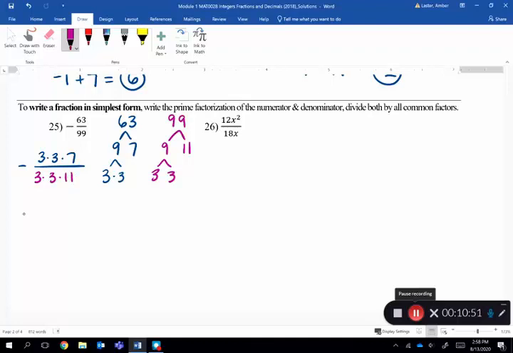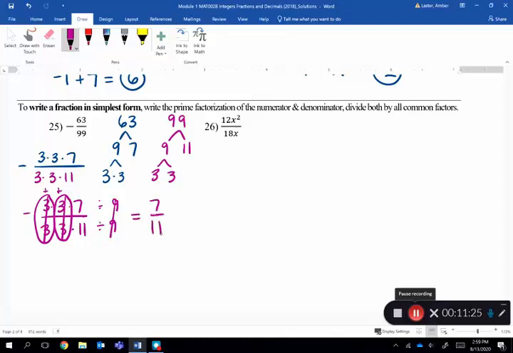Okay, so if I rewrite this, I still have my negative out front. And now I want to look at what is in both the numerator and the denominator, and they both have a 3. So I'm going to divide out a 9, because 3 times 3 is 9. I'm going to divide out two 3s, which would be 9, right? Because anything over itself is equal to 1. So very easily, you can see it equals 7 over 11.